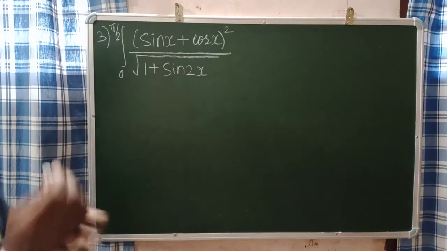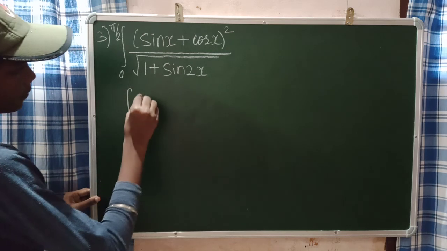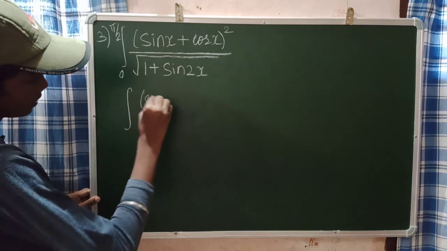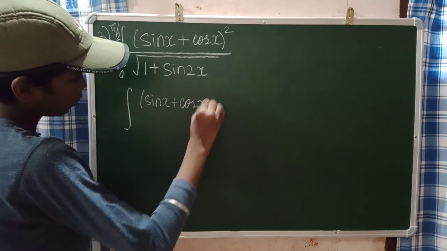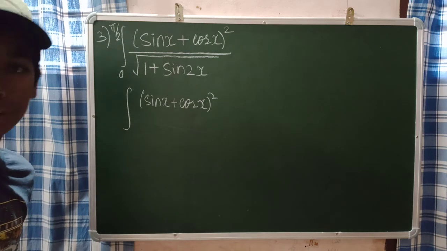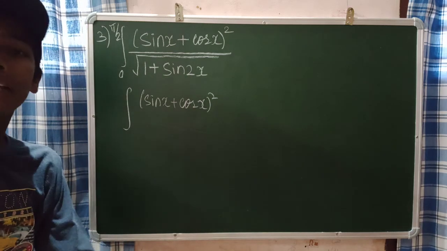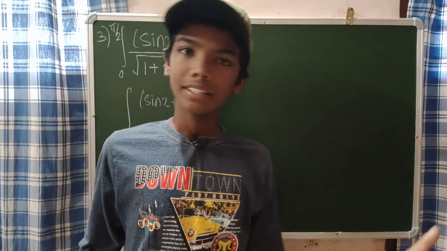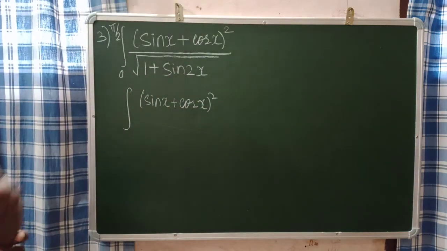How can you solve this question? Listen carefully, we have the integral of sin x plus cos x whole square. Guys, right now I am saying I am not going to use substitution and all. I am going to use something which you guys already know, that is your trigonometric formulas. So I am going to use trigonometric formulas only.